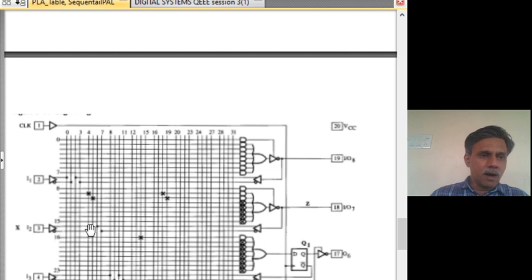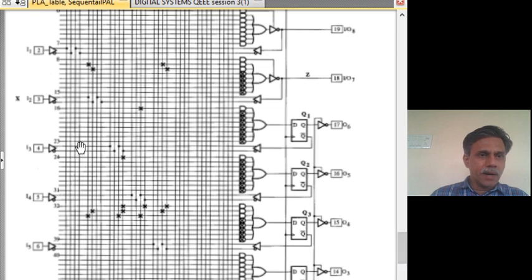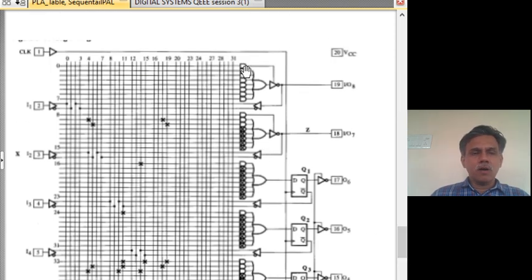Similarly, I2 and I2 bar are available at these points. I3, I3 bar are available at these points. In a similar manner, here is where the other I3s are available. Here I4s are available, I5s, I6, and it goes like that. So, if you want to generate any term, we can conveniently tap from either the normal or the complemented literal of a variable and use it. If a variable is not present, we don't need to use it.